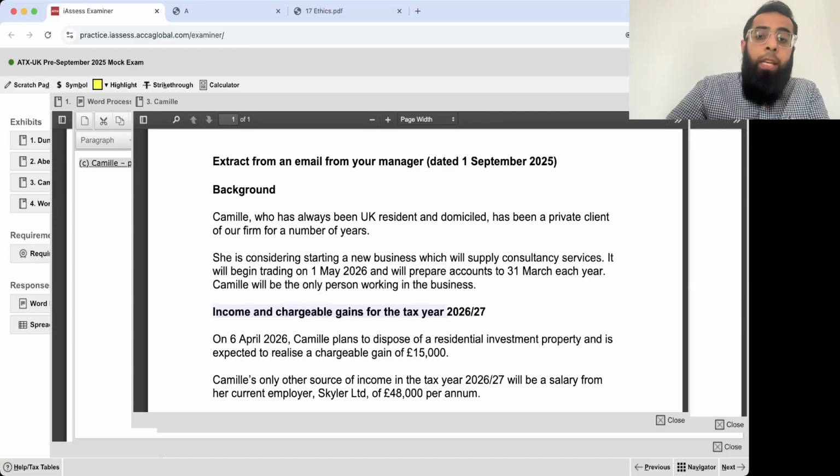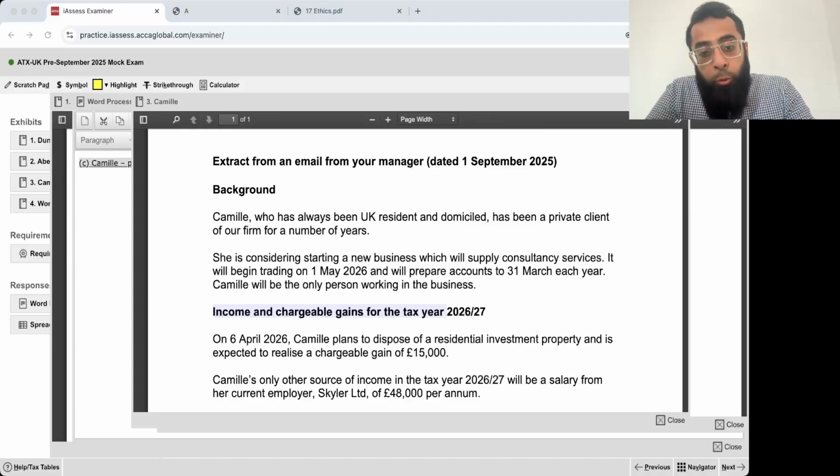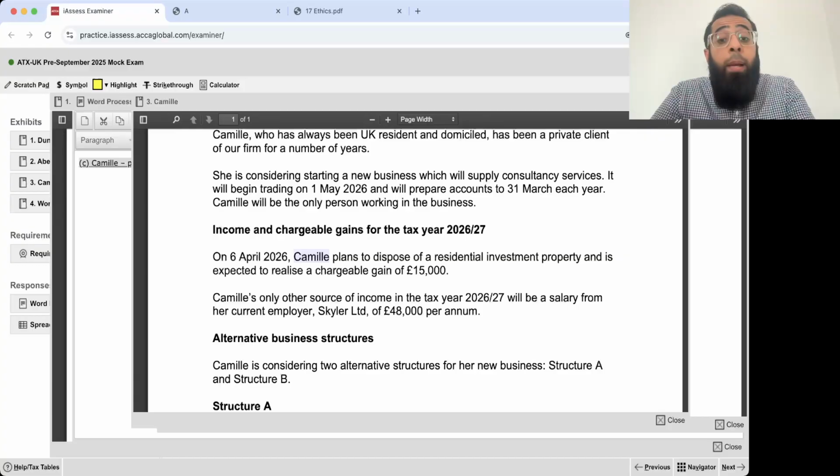Income and chargeable gains for the tax year 26-27. On 6th April 2026, Camille plans to dispose of a residential investment property and is expected to realize a chargeable gain of £15,000. Now you all know that on residential properties, the rate of capital gains tax is 18% and then 24% for a higher rate taxpayer. Since it was a residential investment property, private residence relief is irrelevant here.